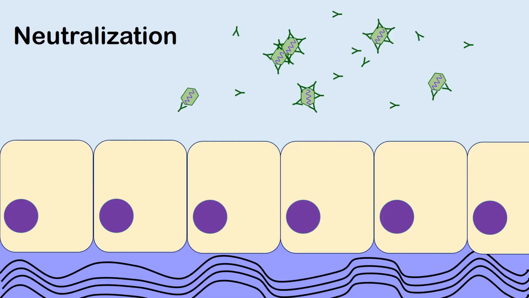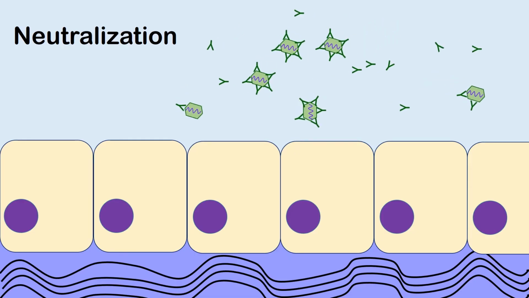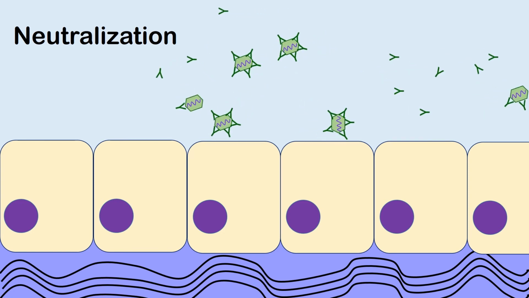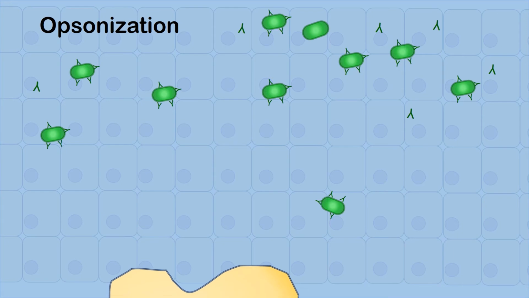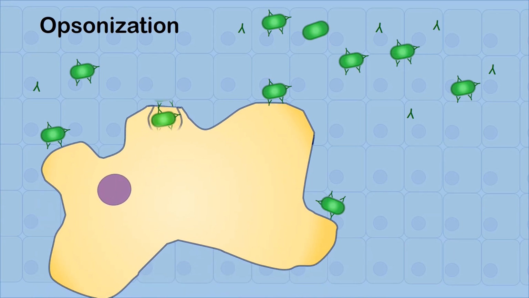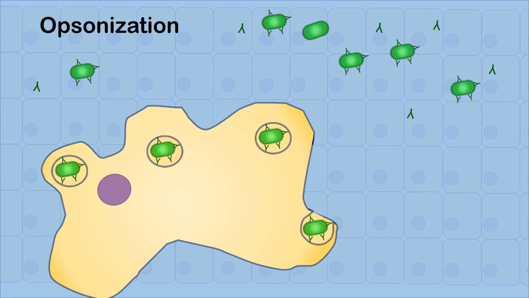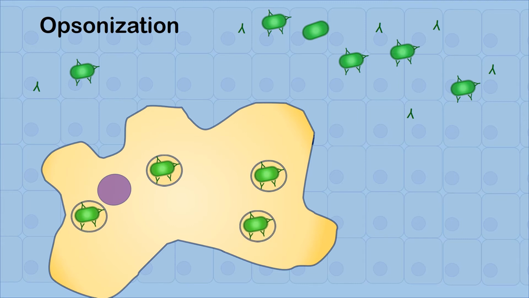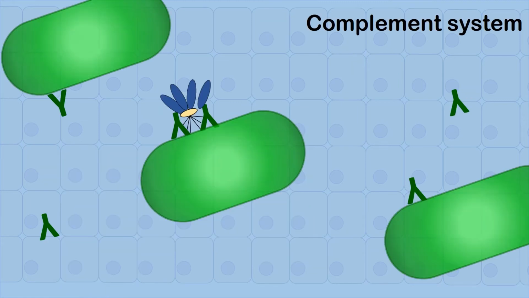For neutralization, if you have a virus infection, then the antibodies can coat those viruses, preventing them from accessing other cells. In the case of opsonization, you can have those antibodies coating bacteria. Then when you have a phagocytic cell, such as a macrophage, and encounter those, it can more efficiently identify those pathogens. In addition, you have the complement system.